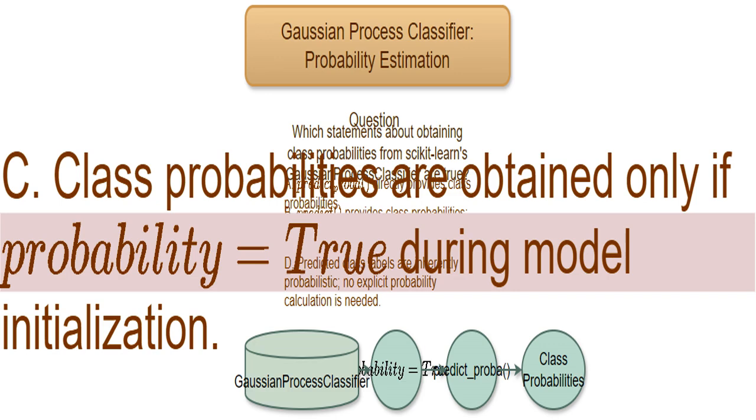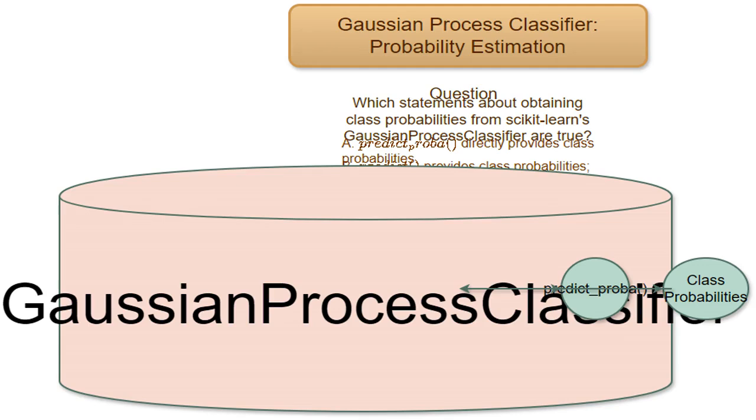Predict_proba gives you class probabilities. These are numbers between 0 and 1 that represent the model's confidence that a data point belongs to each class. For a binary classification problem, you'll get two probabilities: the probability of belonging to class 0 and the probability of belonging to class 1. The sum of these probabilities will always be 1.